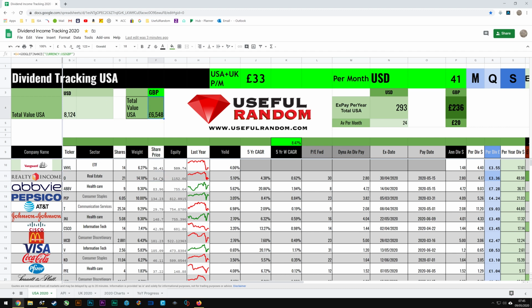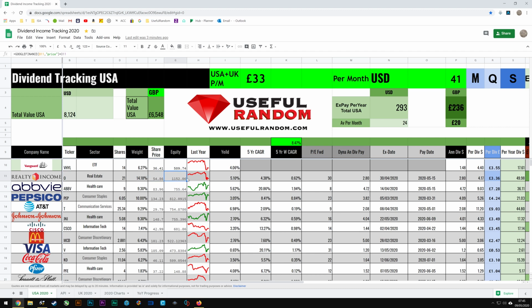Then we have price, share price. So this is being pulled via Google Finance, so it updates dynamically. The formula is referencing the ticker symbol found in cell B11. Obviously that's Realty Income for this case. And obviously the formula can be dragged straight down. It's then been told to display the price.